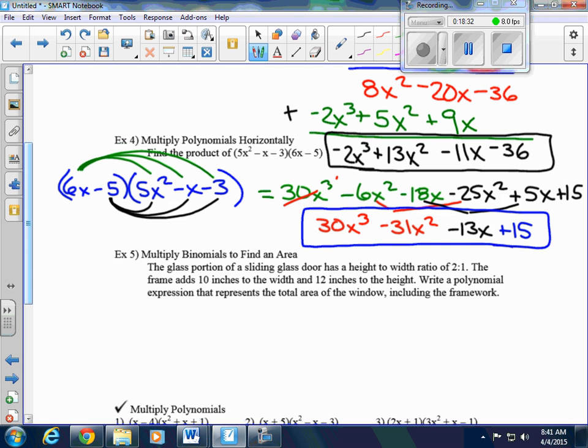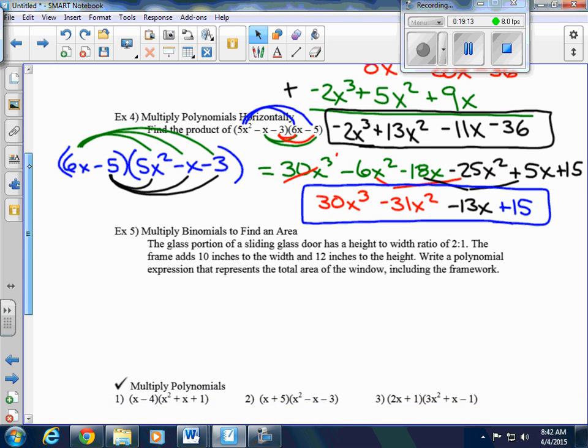Okay. Now, you wouldn't have had to rewrite this polynomial as the binomial first. You could have used the distributive property in the original problem by doing this. You could have taken the 5x squared times both of those, then the negative x times both of those, and then the negative 3 times both of those. You would have gotten the same answer. But this way, I only have to distribute 2 of them instead of 3, so I usually like writing the one with the least number of terms first.